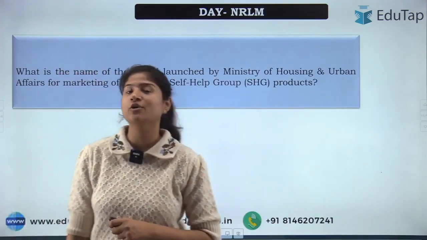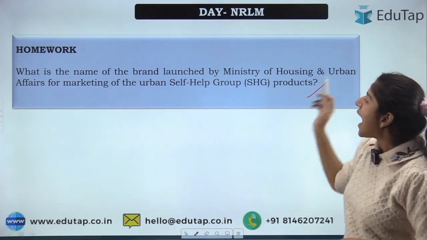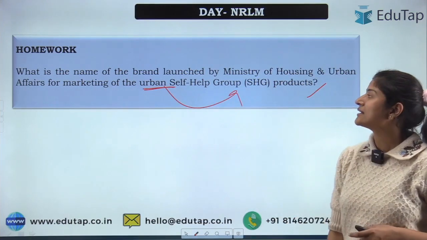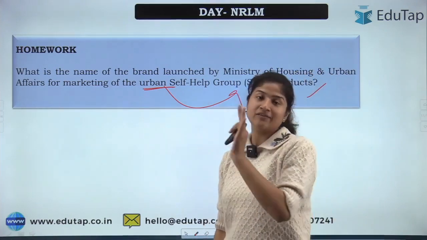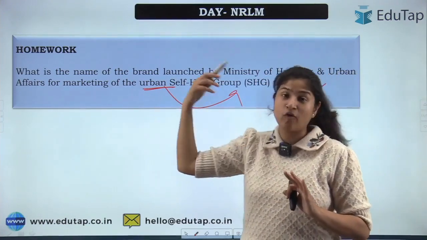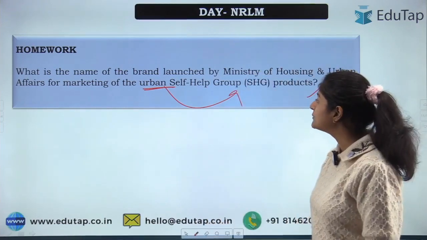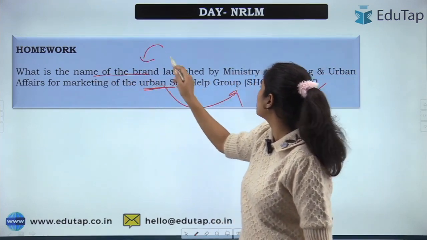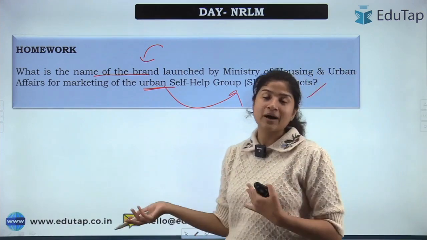Now there's a homework for you all. The homework asks: what is the name of the brand launched by the Ministry of Housing and Urban Affairs for marketing for the urban self-help groups? Here is the trick: in today's session we did the National Rural Livelihood Mission, and this is for the National Urban Livelihood Mission. I've already made a video on the Urban Livelihood Mission. If you haven't watched it yet, you can look at the playlist and find it. You have to tell me the name of the brand launched by the Ministry of Housing. And this tie-up is done with both Amazon and Flipkart.